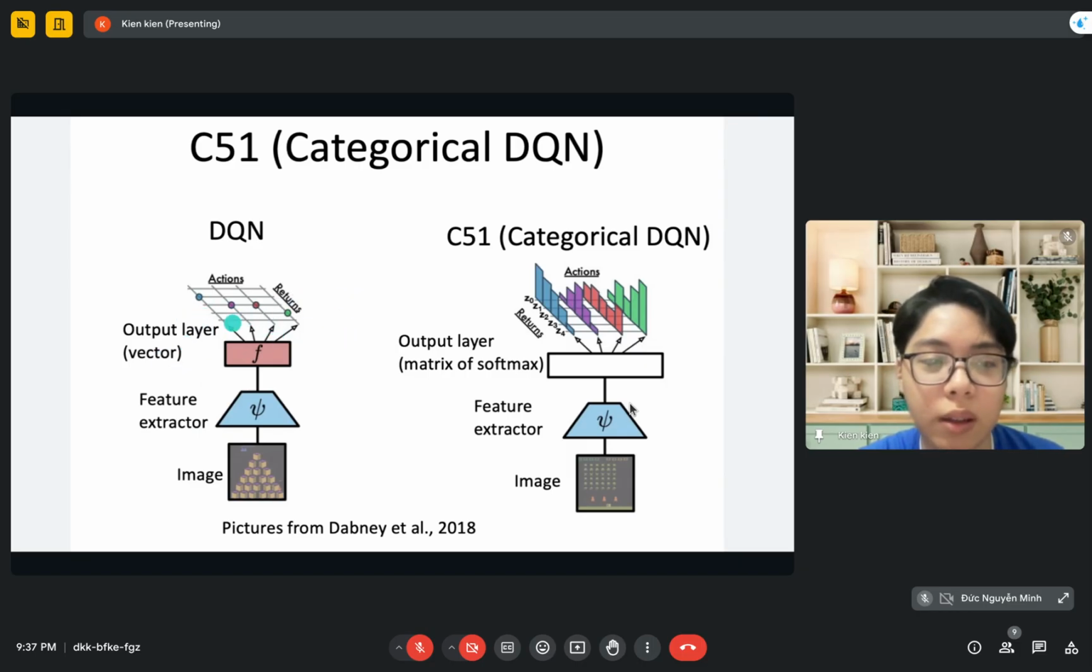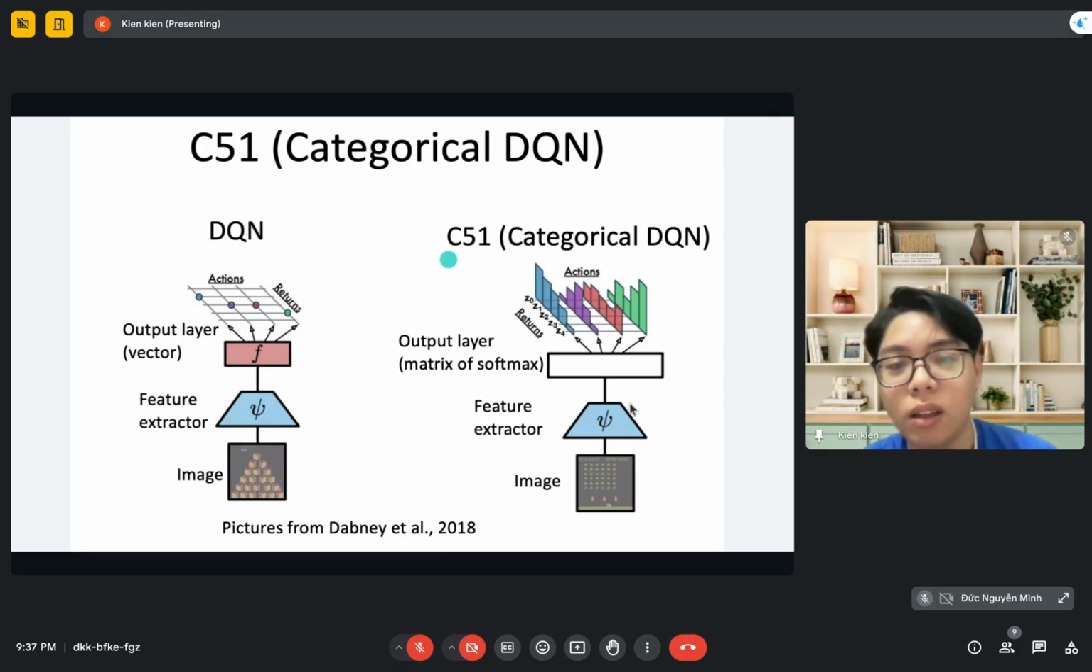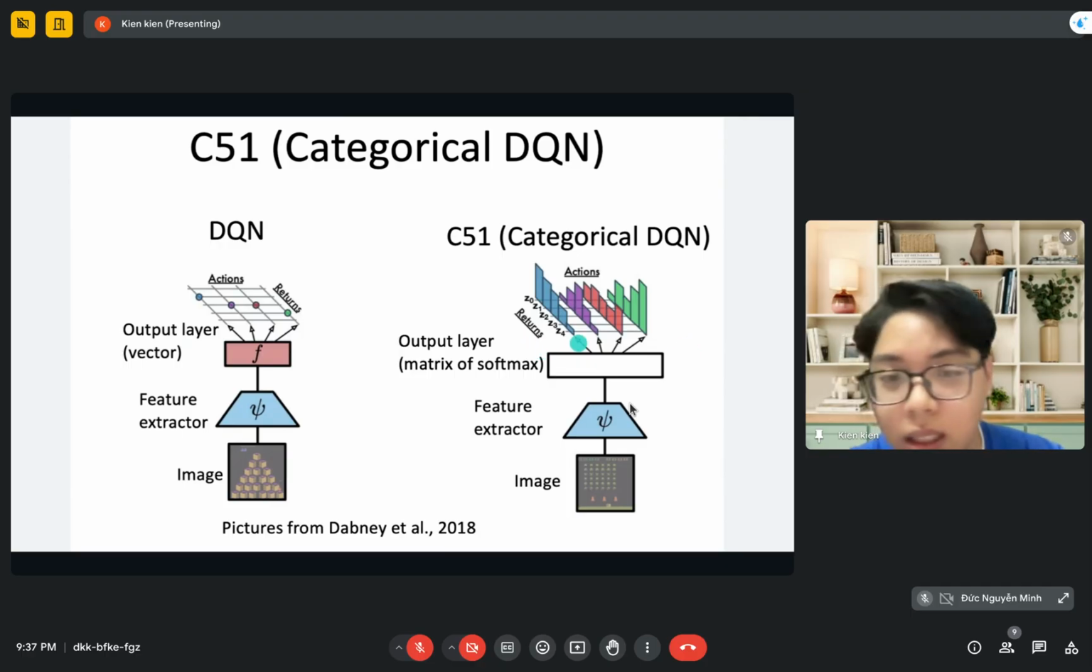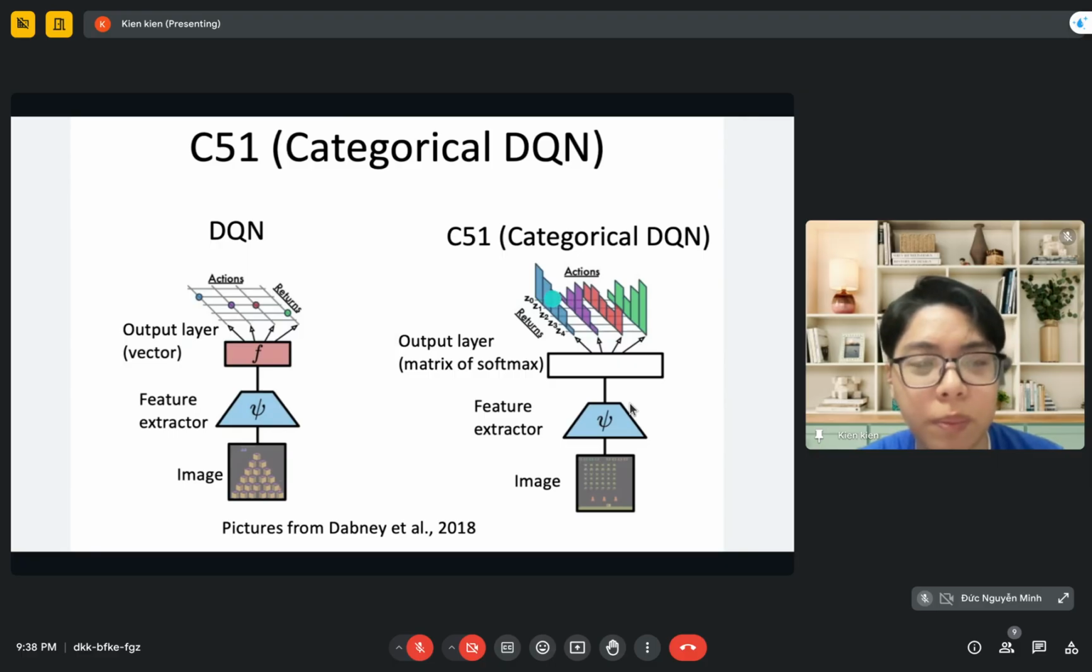We will extract its features, and the output will be the return for each action that we take, and the value here will be a vector. The vector will be the expected value that we could predict at the time t. But in C51, the first part is similar, but it changes at the last layer. The last layer is, as you can see here, a matrix of softmax, and it will be the distribution of return for each action at the state t.